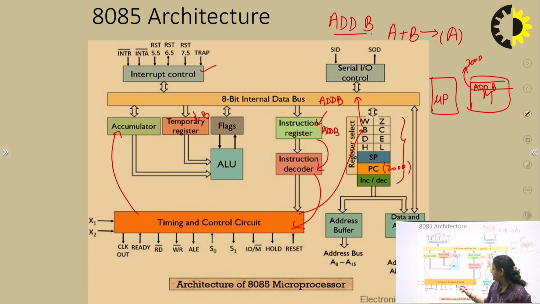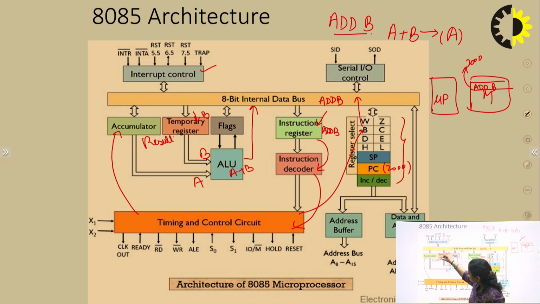It will instruct B to load its data on this data bus. Through this data bus, the data of B will be recorded here in this temporary register. Now the data of A will be added to the data of B, which is saved in this temporary register. They both will be added in ALU, A plus B, and ALU will again send the data through this data bus to accumulator and the result will be saved here. The result of A plus B will be saved here in the accumulator.